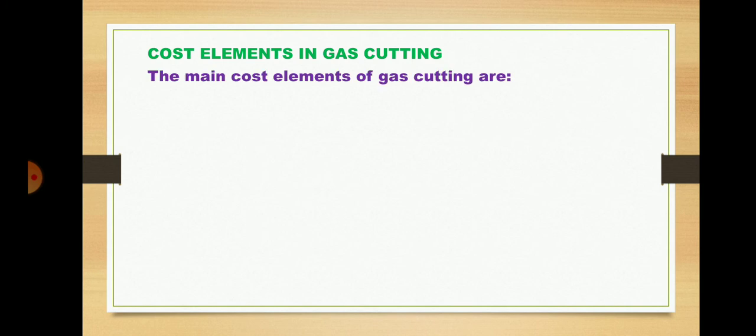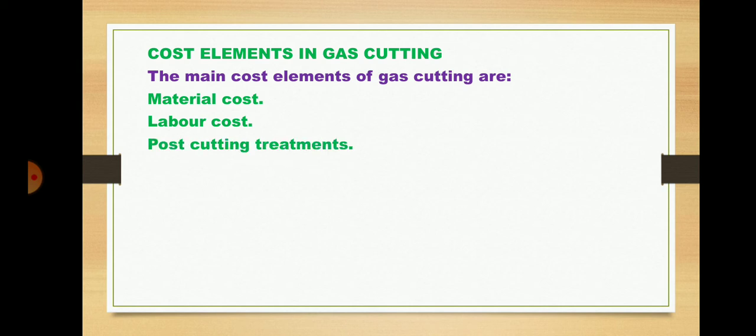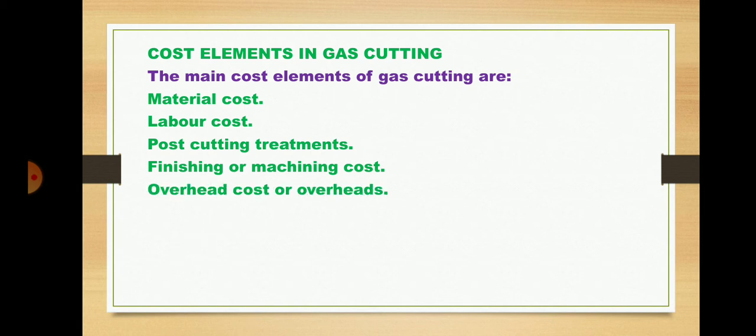The main cost elements in gas cutting are material cost of oxygen gas, acetylene gas, and somewhat electrode. Labor cost for performing the work. Post cutting treatment: after welding, stresses are introduced in several components, and to relieve them, post cutting treatment is used. Finishing or machining cost: after welding, spatter is introduced, and to remove it, finishing or machining is required. And the overhead like administrative, tooling, etc.